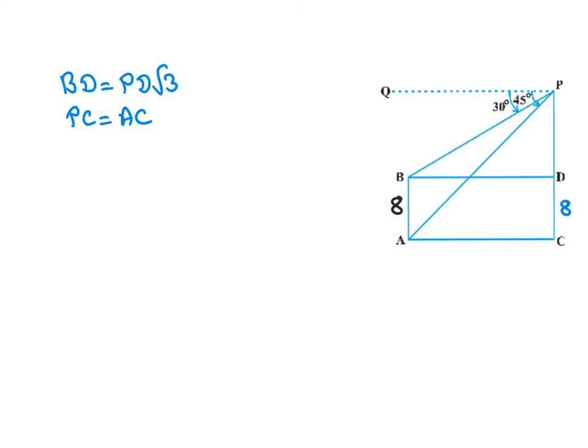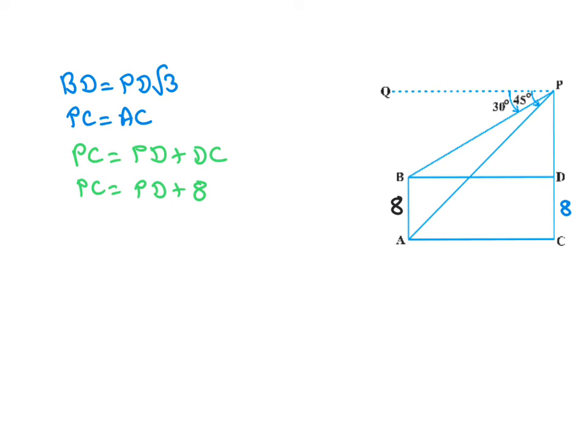Okay, let's write down what we have found so far so that we get a perspective of the problem. So BD we found out to be equal to PD times root 3. Then we also found out from the triangle PCA, PC is equal to AC. Now PC, the complete multi-story building, is equal to PD plus DC. And we know DC is 8 because AB is 8. So PC is equal to PD plus 8.